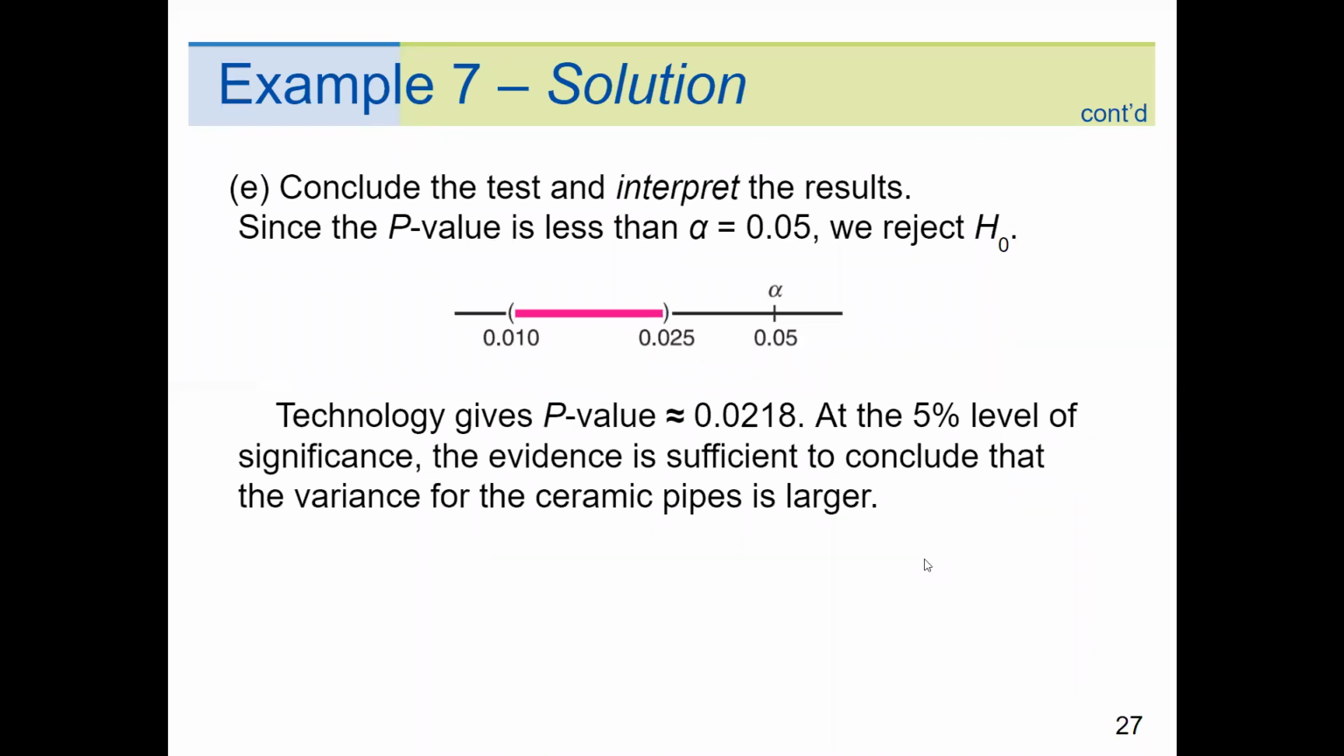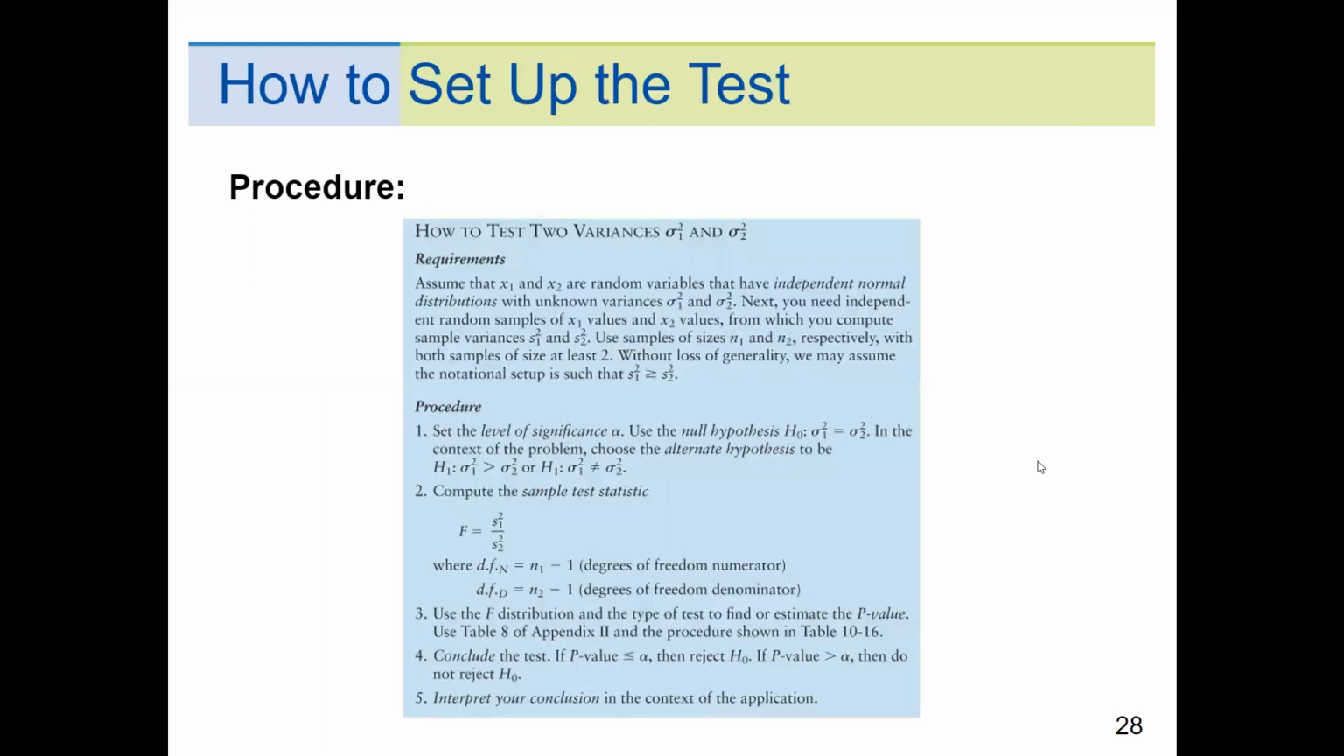Conclusion, since the p-value is less than alpha, we reject the null. With technology, you can find that the p-value is roughly 0.0218. At the 5% level of significance, the evidence is sufficient to conclude that the variance for the ceramic pipes is larger. Go ahead and pause the video for the procedure.